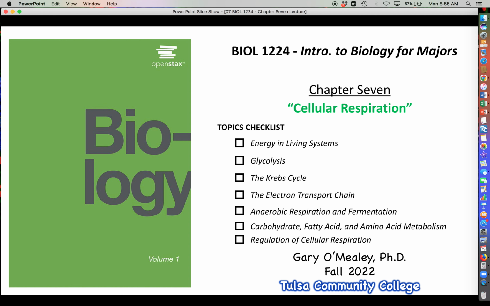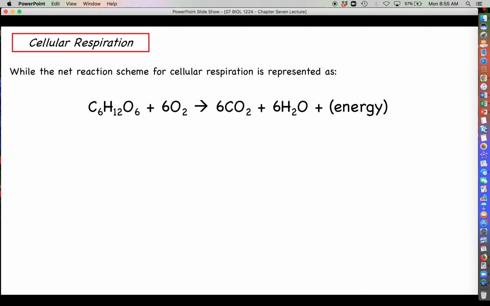We're basically just going to remind ourselves of a lot of the things that we talked about in Chapter 6, if it's been a little while since you reviewed those things on your own. So, we've looked at the net reaction scheme for cellular respiration before.